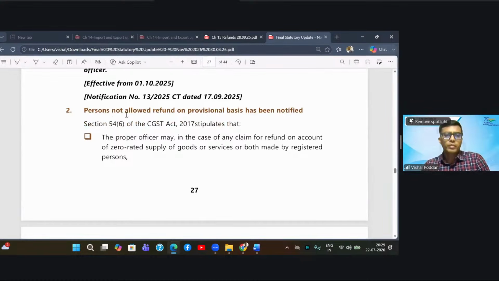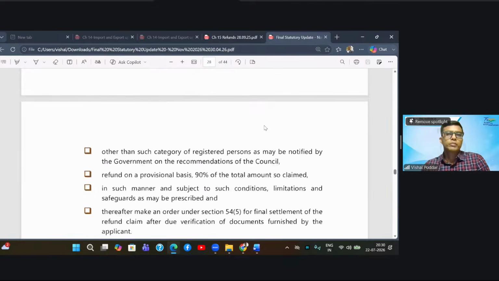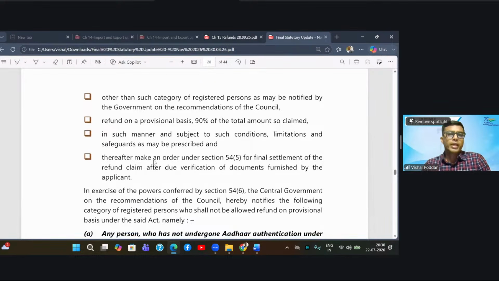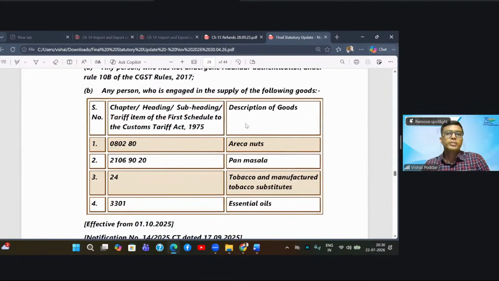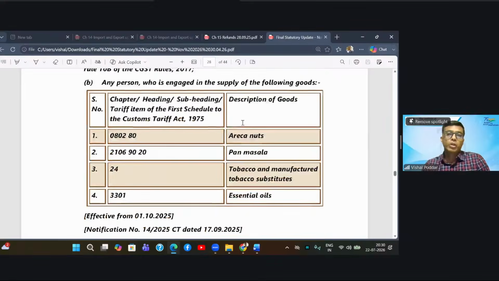2025. Now, persons who shall not be allowed refund on provisional basis: first, the proper officer may, in case of any claim for refund on account of zero rated supply of goods or services or both, other than such category as may be notified, refund a provisional 90%, subject to conditions and safeguards, and thereafter make an order under 54(5) for final settlement. Now, any person who has not undergone Aadhaar authentication or who is engaged in supply of following items, for these people the provisional refund of 90% is not applicable.